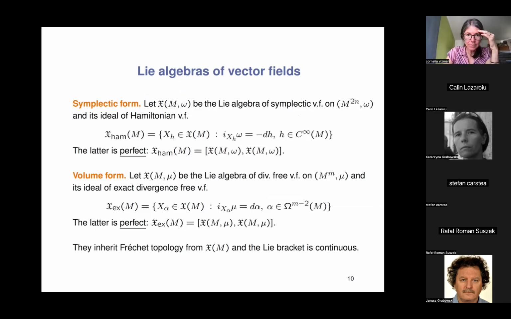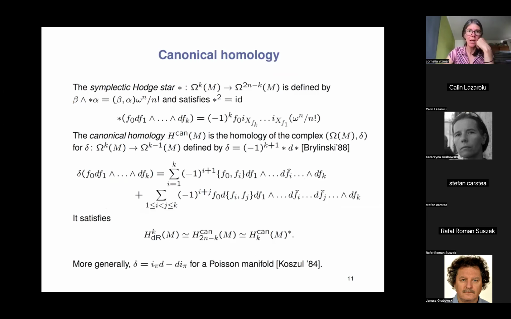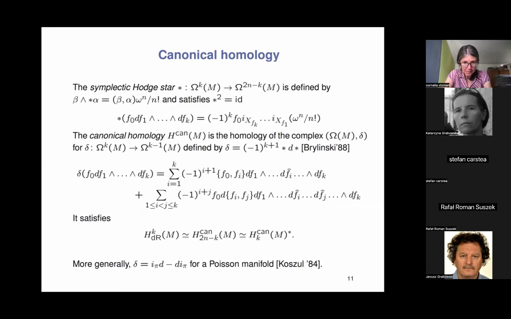Okay, so these are our objects. The exact divergence-free fields are just like the Hamiltonian ones. Alpha is called the potential of the vector field X alpha, or the stream function, stream vector field, when we are in fluids. Something that will appear in the symplectic case is the canonical homology. This is the canonical homology in the case when M is symplectic. Here the last line is written more generally.